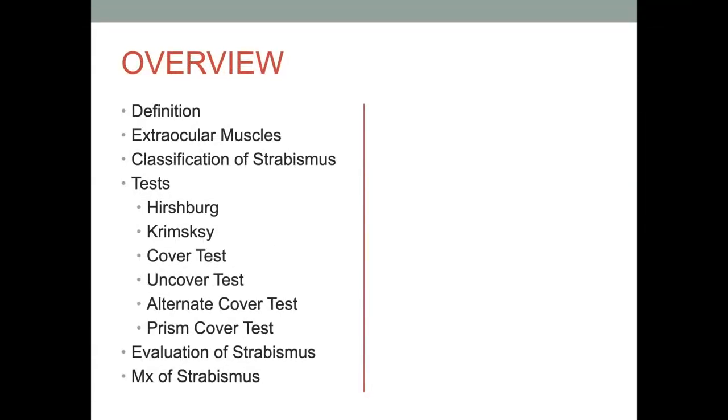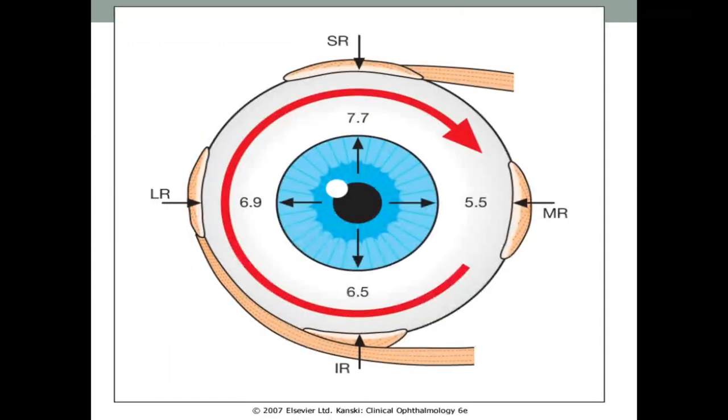So we're going to go over the definition. We're going to do a little anatomy of the extraocular muscles. We're going to classify strabismus, which is important. We're going to do some tests for strabismus, including the Hirschberg, the Krimsky, the cover and uncover test, and the alternate and prism cover tests. And we're going to evaluate and manage these patients with strabismus. So at the end of this lecture, you're going to be well versed on the topic.